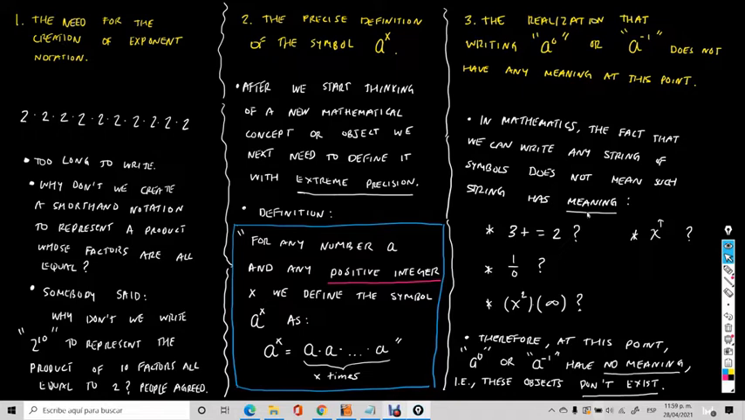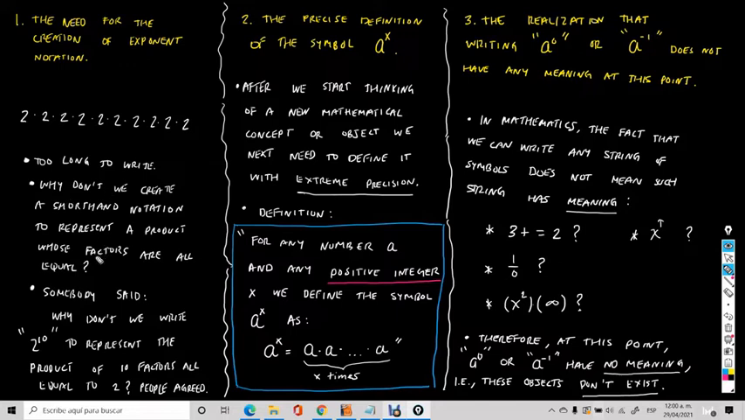Chapter 1. The need for the creation of exponent notation. So when we encounter something like this in mathematics, guys, a product, which is basically the product of equal factors, you see, all the factors are the same number. People realized that this is too long to write. It takes a lot of space. And then they asked themselves, why don't we create a shorthand notation to represent a product whose factors are all equal, like this product, right?